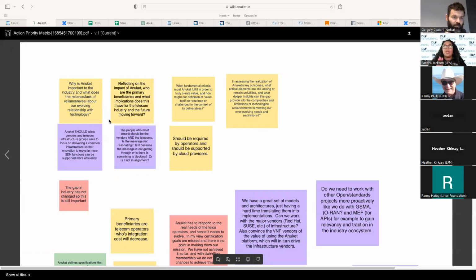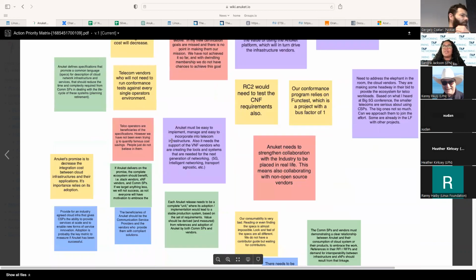So the brainstorming exercise was in 2 pieces. We had 4 questions that we allotted the participants time to answer. Why is Anuket important to the industry, and what does the reliance or lack of reliance reveal about our evolving relationship with technology, and some other 3 questions here. So again, we allotted the time for them to really think about these questions and to come up with their answers. And in evaluating the answers, we were trying to see if we came up with any common answers that can give us some low-hanging fruit of things that we can do in the interim to move Anuket forward.